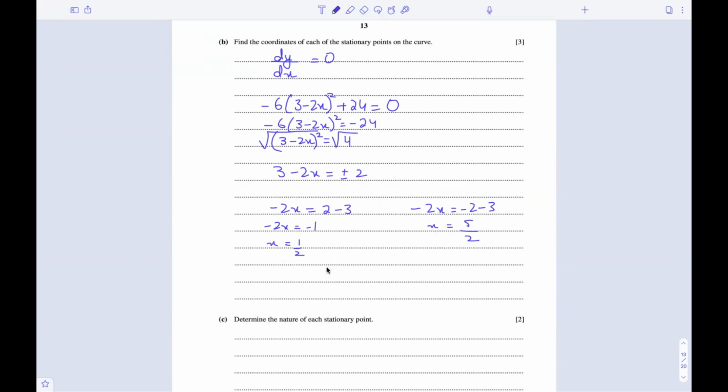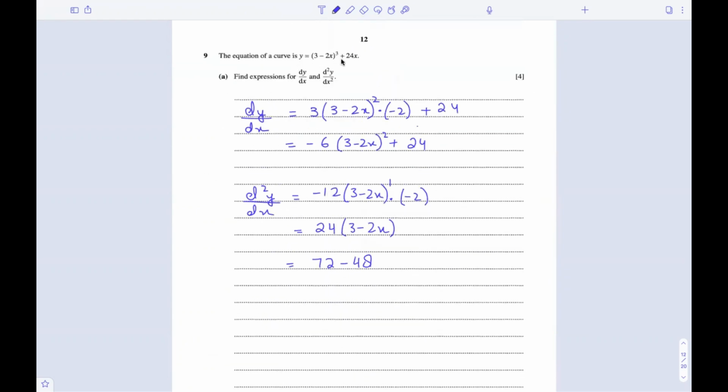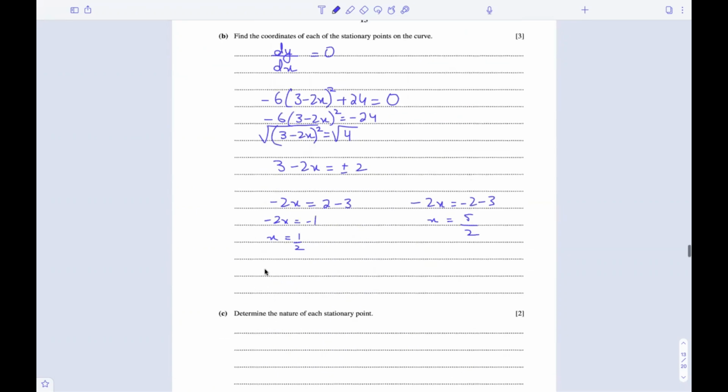Substituting 1 upon 2 into the original equation, y is equal to (3 minus 2x) whole cube plus 24x, we will get y is equal to 20, and substituting 5 upon 2 into the original equation, we'll get y is equal to 52. So the coordinates will be (1 upon 2, 20) and (5 upon 2, 52).